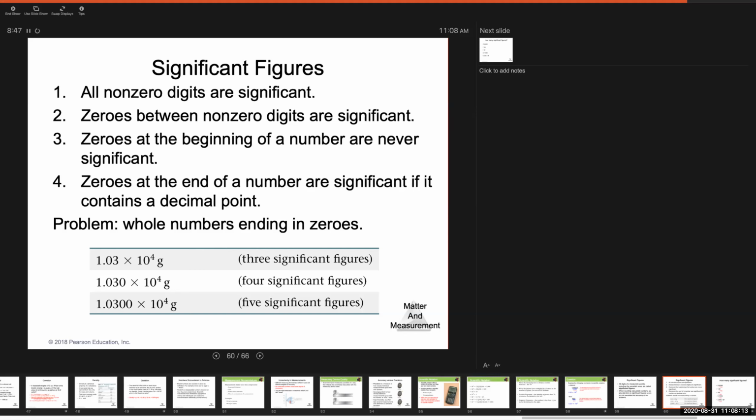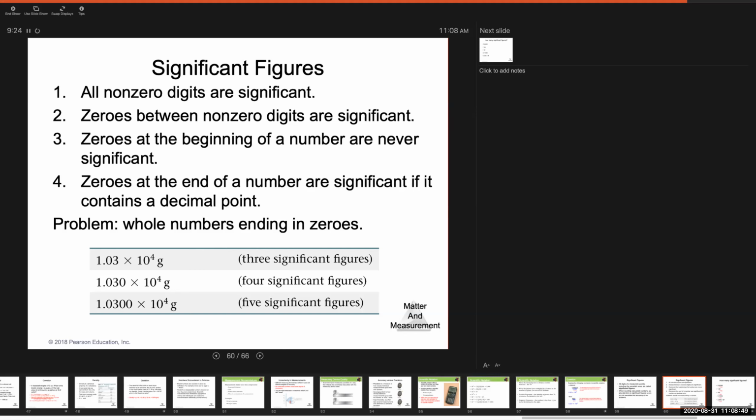Wait, I have a question about the first and the second one again. Okay. So wait, why is it 3 significant figures again? So the first one is 3 significant figures because we have 1.03. So the 1 is significant. The 0 is significant because of point number 2, that zeros between non-zero digits are significant. So that 0 is between 1 and a 3, so 2 non-zero digits. So that makes that 0 significant, and then 3 is significant also.